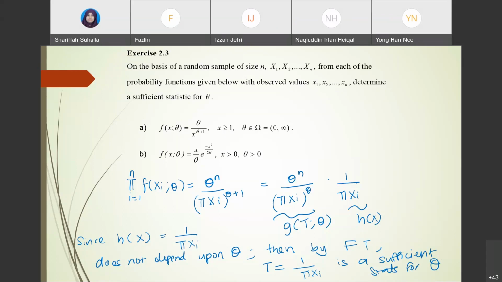Tuliskan dia punya justification, dia punya reasoning dia kenapa. Since our h(x), 1 over product xi, does not depend upon theta. So ini kita dah tahu, ini kita punya h(x). Then by factorization theorem, your T, which is 1 over product xi, is a sufficient statistic for theta. Okay, you already get that one. Okay, try part B. Simple je. Express in terms of your joint PDF and then split into two.